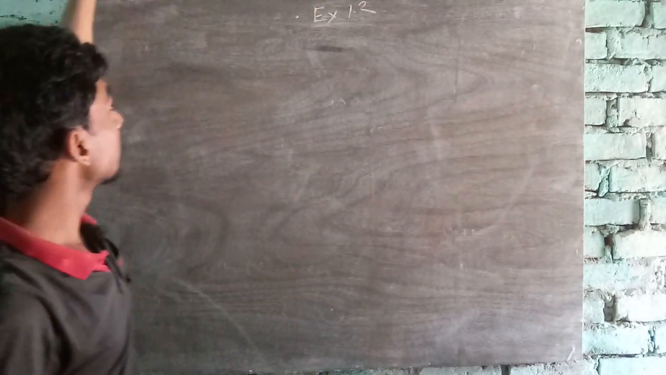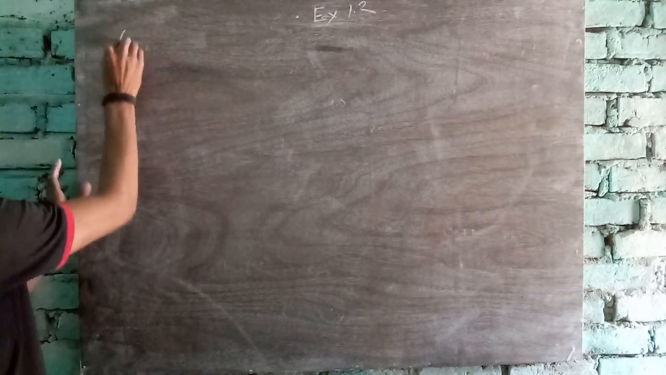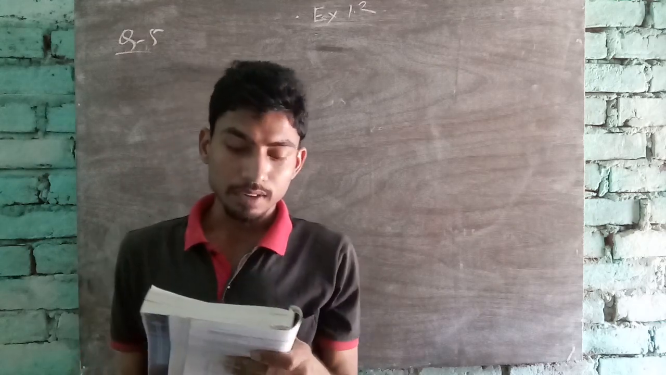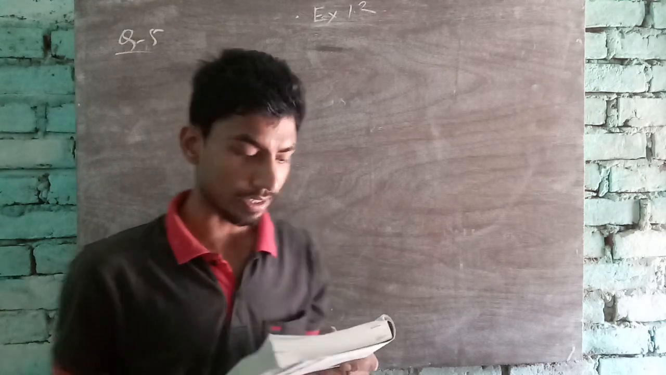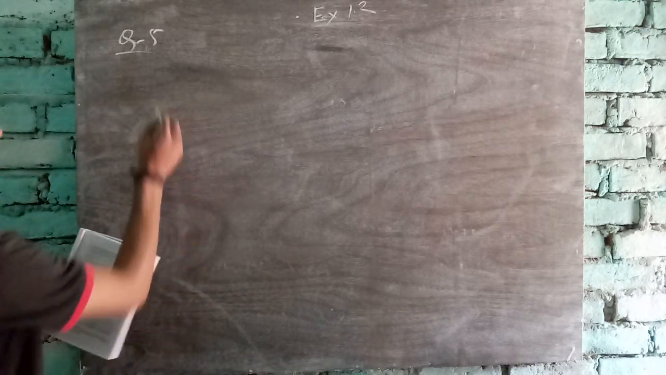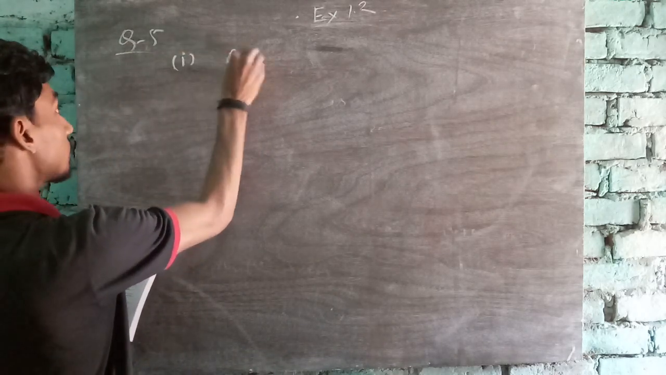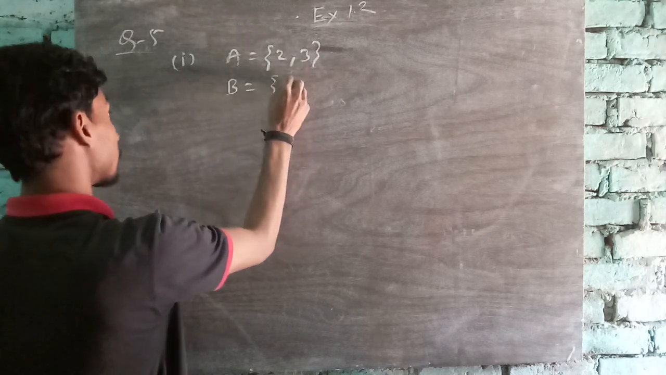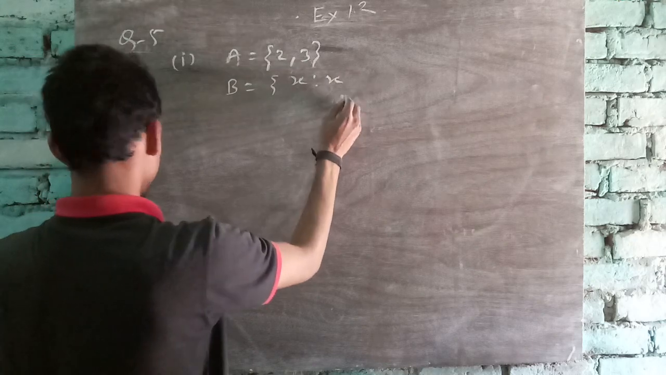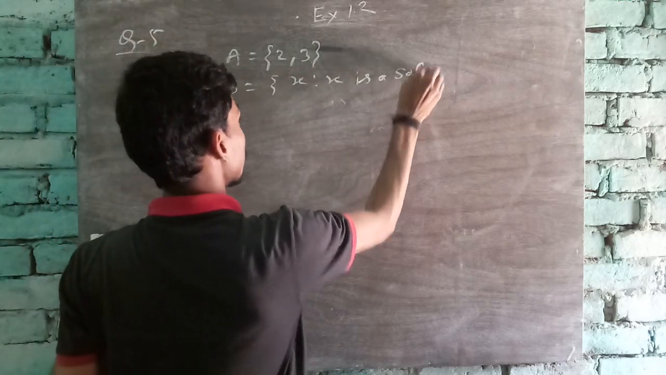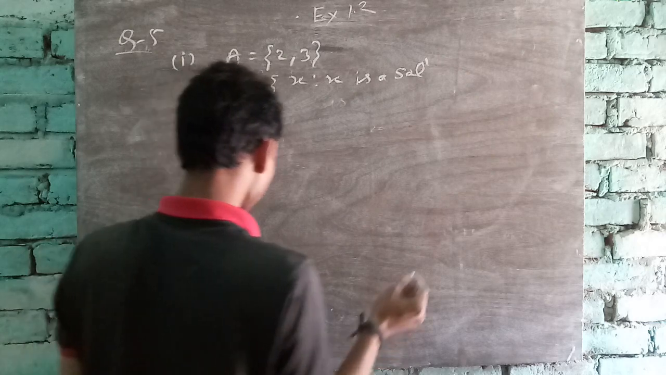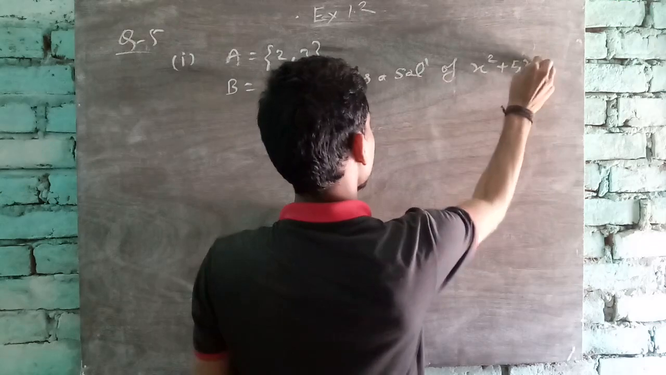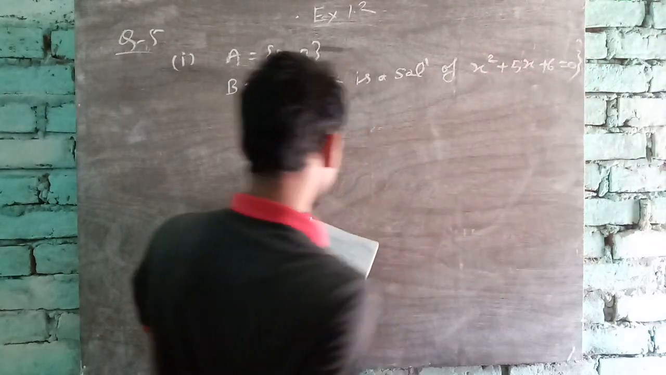Next question number 5. Are the following pairs of sets equal? इसमें भी तो equal चेक करना है. देखो 5th का first, A is equal to 2, 3 and B is equal to the set of all x such that x is a solution of the quadratic equation x square plus 5x plus 6 is equal to 0.